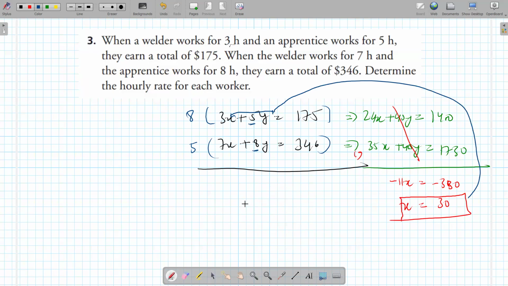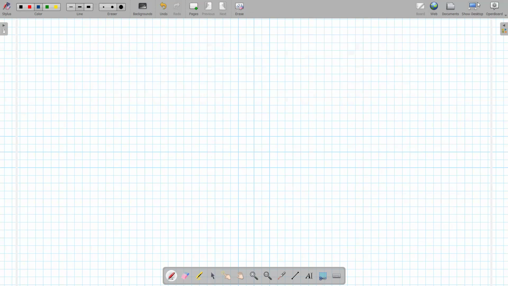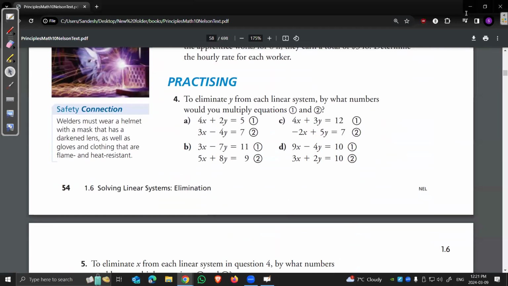What did I do? 3 times 30 plus 5y equals 175. So it's 175 minus 90, which is 85. I divided it by something else. I should have divided it by 5. The answer is actually 17. So it was actually 17. That makes more sense.